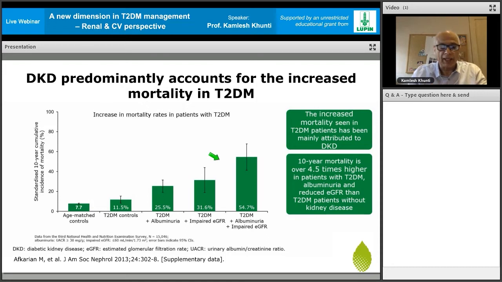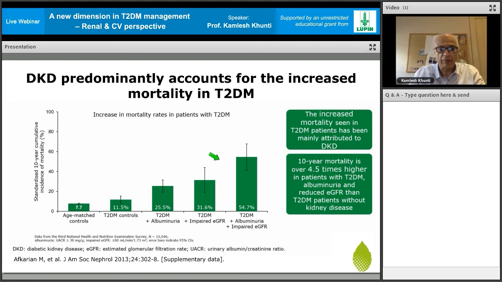Also, in terms of mortality, the previous slide was regarding cardiovascular events. This is regarding mortality, and again this is looking at standardized 10-year cumulative incidence of mortality. So this is for age-matched controls without diabetes. If they have type 2 diabetes, there's an 11% 10-year cumulative mortality. Age-matched would be about 7%. If they have type 2 diabetes and albuminuria, 25% will have died within 10 years. Type 2 diabetes and impaired eGFR of less than 65, 31%.